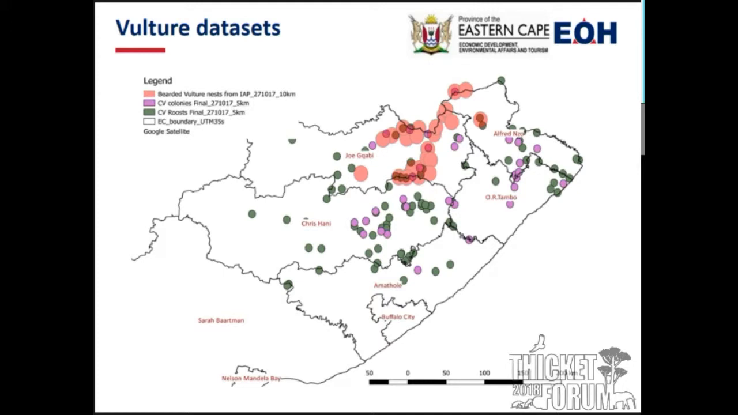We also got information from Isabella Wildlife on the bearded vulture nest sites. If I'm not mistaken, there are about 21 in the Eastern Cape. A lot of them are empty. They've been vacated for 6 years. But it's important that we display that information, we use that information. It's habitat, and if the species ever makes a comeback, that's where they'll likely go.